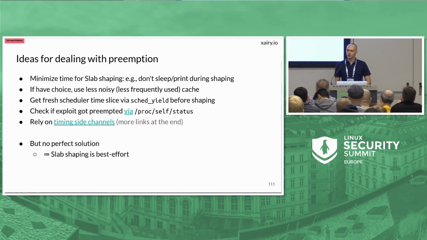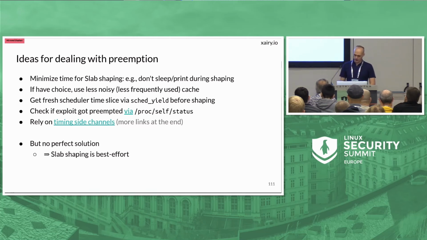If you have a choice, you can use a less noisy cache. Let's say you have a vulnerability, and for that vulnerability you can choose an object from which cache you're going to attack. Maybe kmalloc-128 or kmalloc-256. Then you can debug the kernel and see which of these two caches is used more frequently, and use the one that's used less frequently, so that even if your exploit process gets preempted, you avoid the case where other tasks start allocating from the same cache.